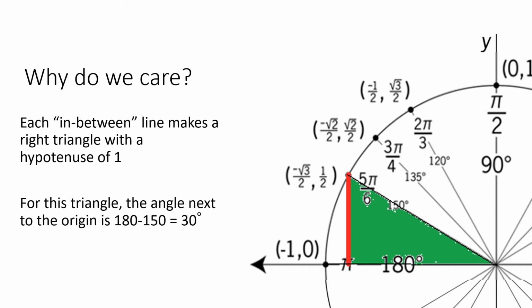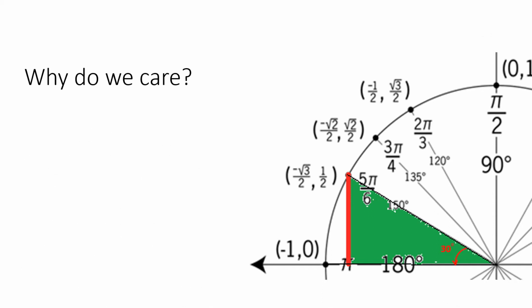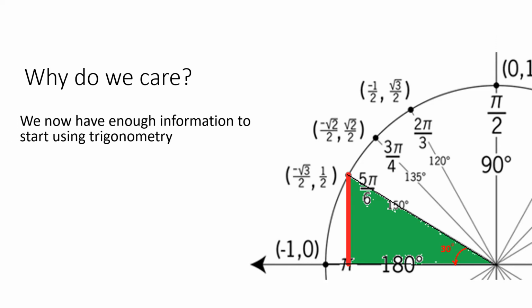So you could figure out this angle in the corner here is 30 degrees, just by doing that. This is 150 degrees and that's the 180 degrees, so the difference between that should be 30 degrees. And now that's enough information to start doing some trigonometry.